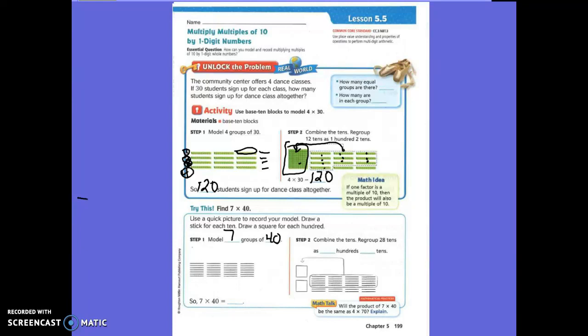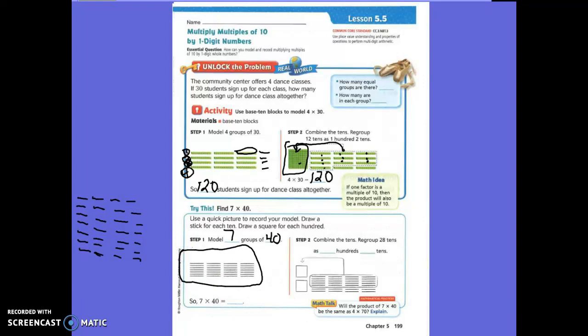So we're going to have 7 rows basically. 1, 2, 3, 4, 5, 6, 7. That's 70 sticks, okay? But we want 40 sticks in each row. So in this row I need 4 sticks. In this row I need 4 sticks. In this row I need 4 sticks. And I need to keep doing 4 sticks. That's what they're showing right here, okay? Alright, so now I have 7 rows of 40. Okay? So that's what they're showing right here, where it's showing 7 rows of 40.